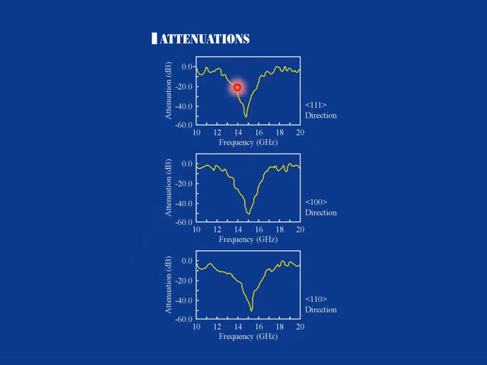You can see in all crystal directions, from 12 gigahertz to 70 gigahertz, the band gap forms in all crystal directions. For example, a 15 gigahertz microwave is impossible to transmit in any direction. This means perfect reflection.